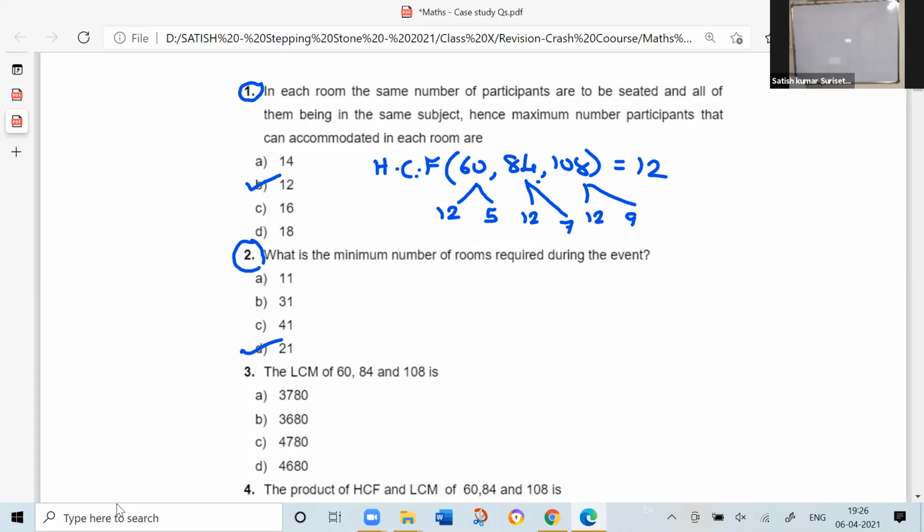We know we require 5 rooms for 60 students, 7 rooms for 84 students, and 9 rooms for 108 students. Then we are supposed to have 5, 7, and 9 rooms for each subject. Or we can add all this and divide with the HCF. That is 60 plus 84 plus 108 divided by the HCF, that is 12. So the value is 252 upon 12, which is 21. Try the third now.